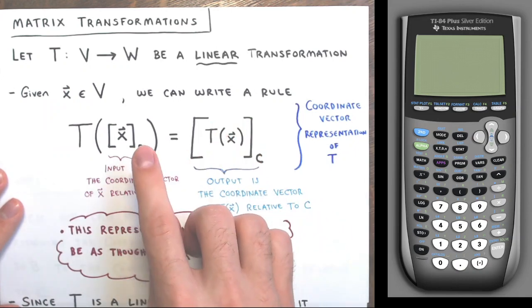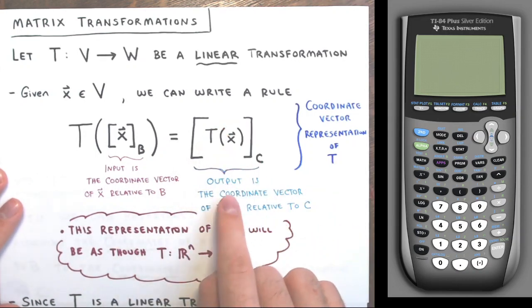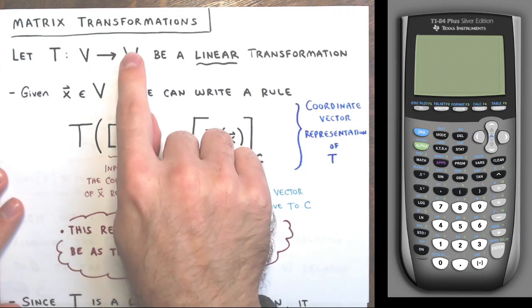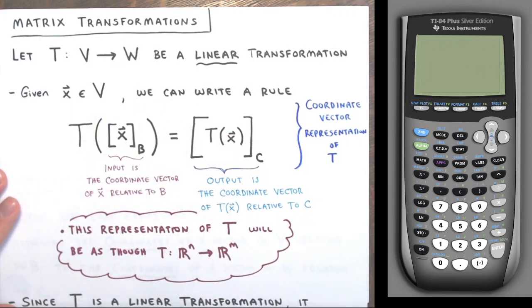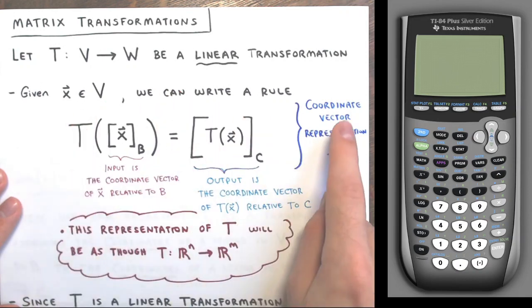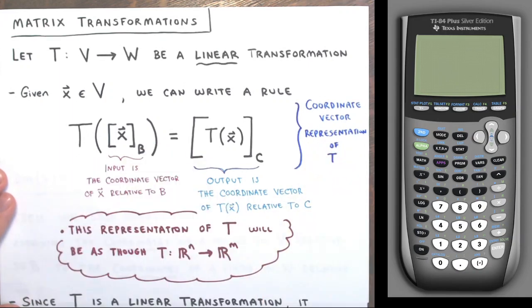So my input is a vector, my output is a vector, and the output is the coordinate vector of T of x, what the normal output would be in W, relative to basis C. What I have written here I'm calling the coordinate vector representation of T. Like I said, if all the fancy notation isn't making sense, hopefully it will when I start going through examples.